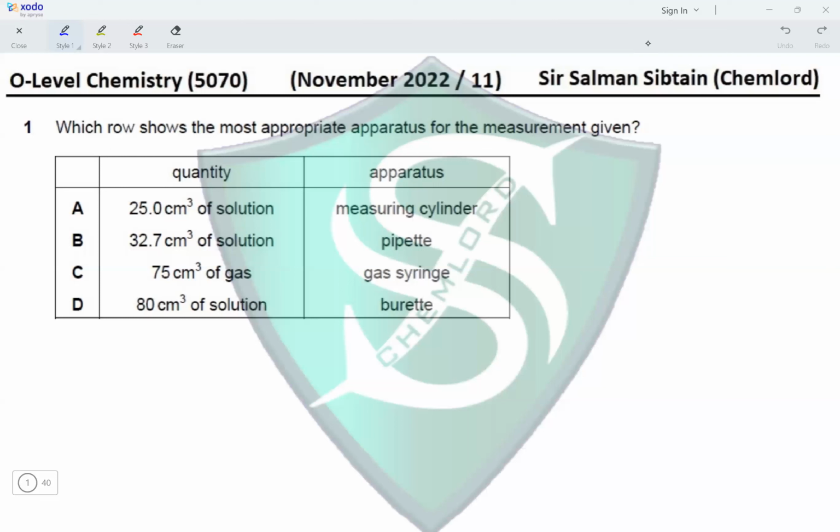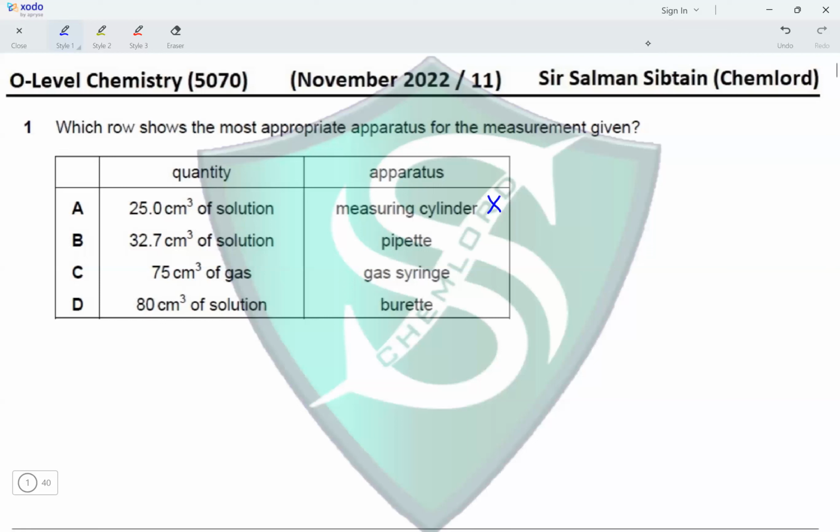A burette has values going from 0 till 50 cm cube, and it has gradations at 0.1 cm cube each. So we can measure to one decimal place on a burette. However, a pipette is another apparatus for measuring accurate volumes, but the volume of a pipette is fixed, which means if there is a 25 cm cube pipette, we can accurately measure only 25 cm cube of the solution. So here they have mentioned that we need to measure 25.0 cm cube of solution. So we can use a pipette for this measurement.